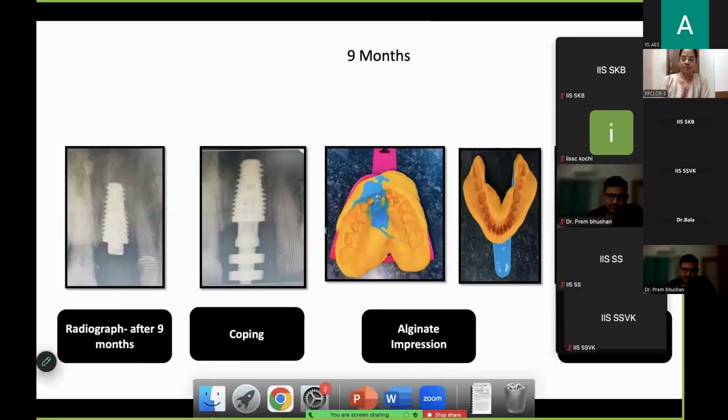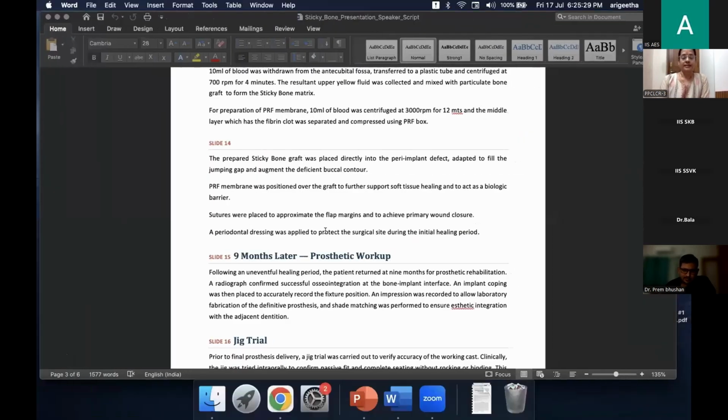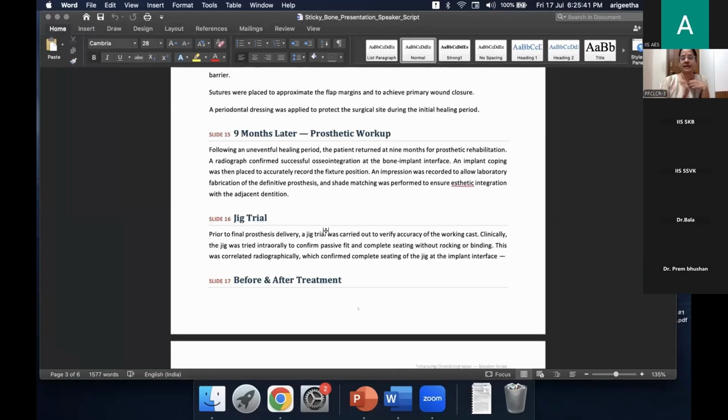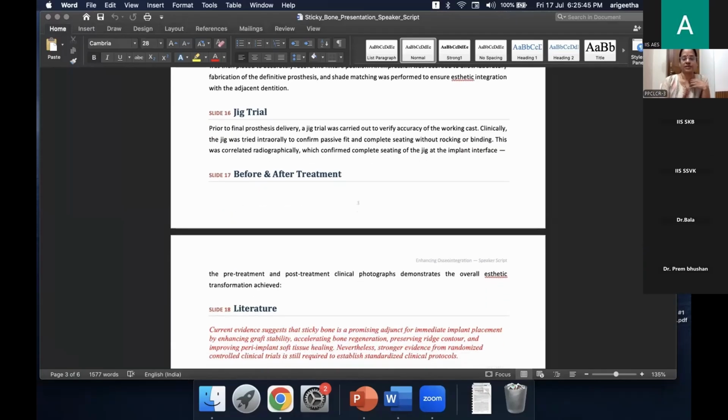Then the next step was the ZIG trial. The ZIG trial was done prior to prosthesis delivery. We carried out a ZIG trial to verify the accuracy of the working cast. The ZIG was tried intraorally to confirm the passive fit and complete seating. This was correlated radiographically, which confirmed complete seating.